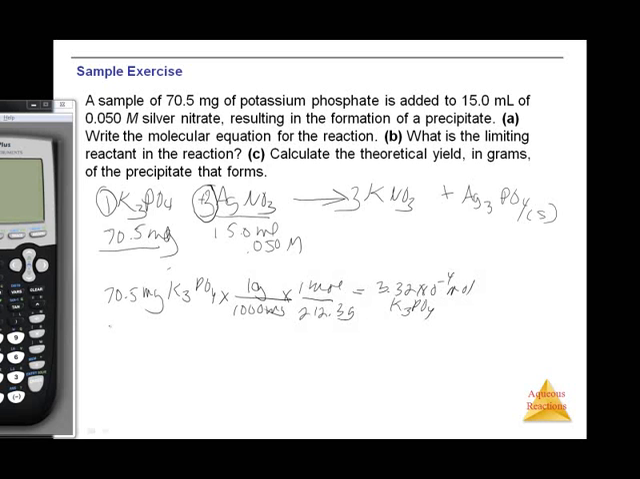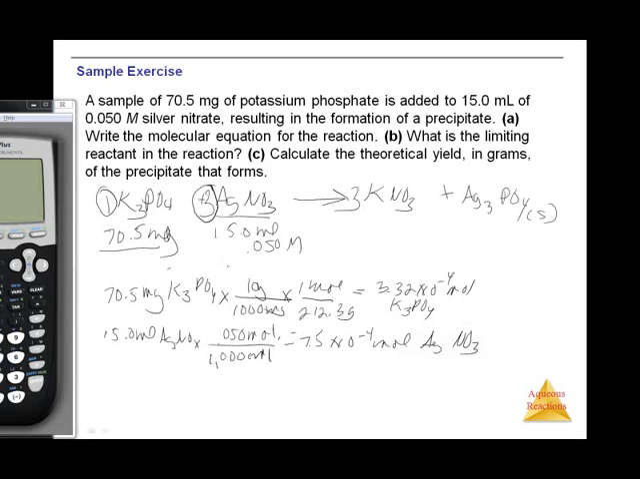Okay. And I have 15.0 milliliters of silver nitrate, and that is 0.050 moles in 1,000 milliliters of that, and that will give me 7.5 times 10 to the -4th moles of silver nitrate.